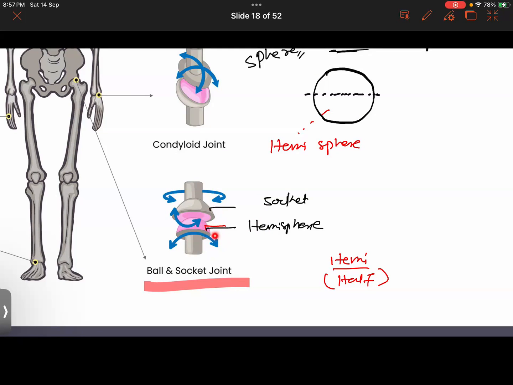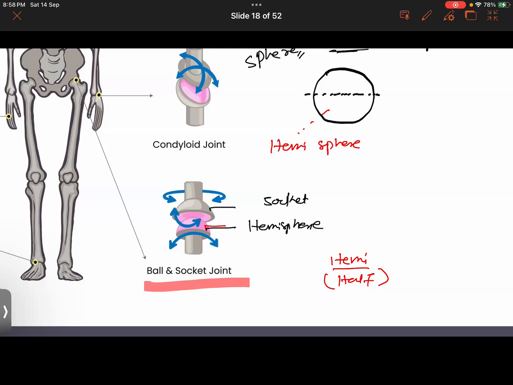What kind of movement will be possible? You can take help from this. We will be able to do movement in this direction. We can rotate it in this direction, we can rotate it forward and backward, and we can rotate in this manner as well. So that is the case of the ball and socket joint.